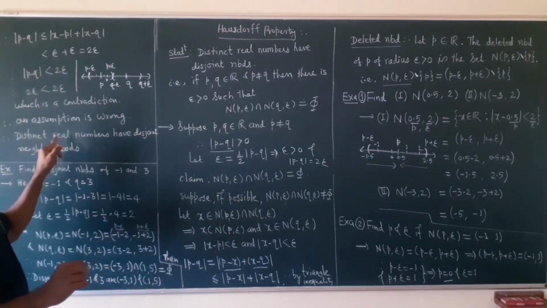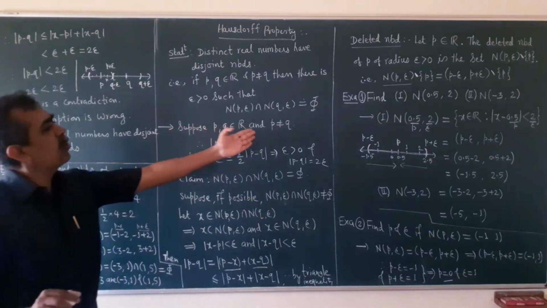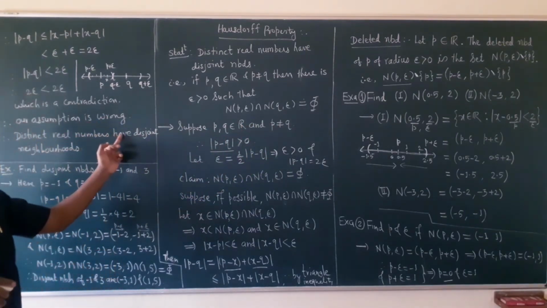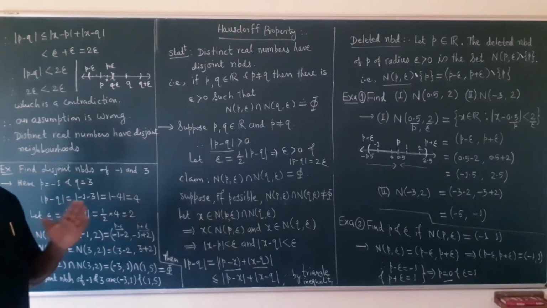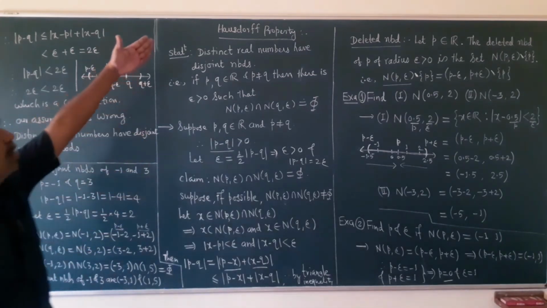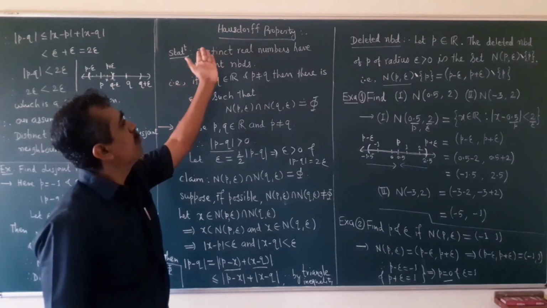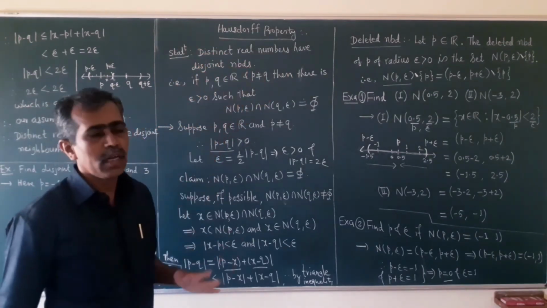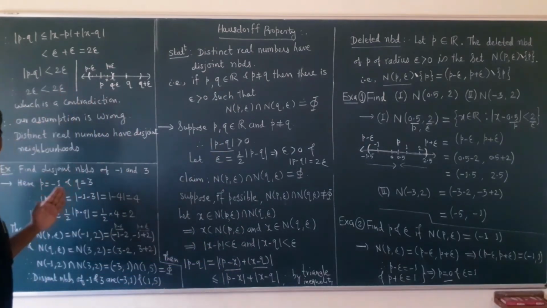That is, if P and Q are two distinct real numbers, then these numbers have disjoint neighborhoods. Okay. You can choose suitable neighborhoods of P and Q such that they have nothing common. So, thus the Hausdorff property, that distinct real numbers have disjoint neighborhoods, can be proved. Okay. It is important, many times it is asked in the exams also.